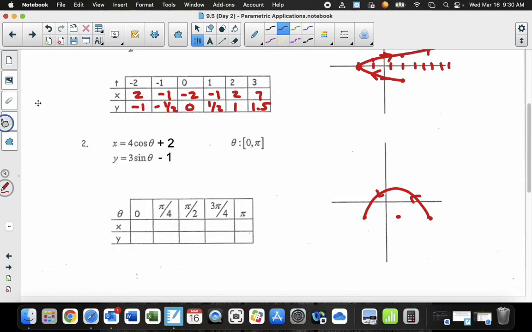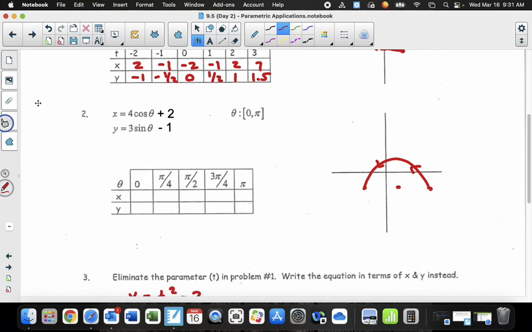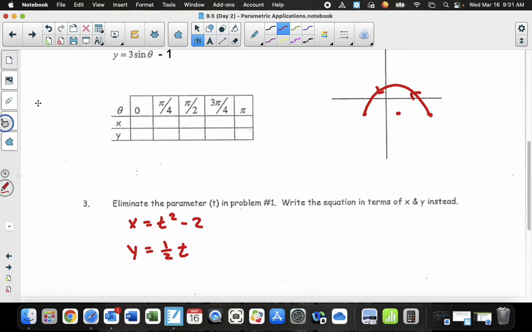Okay. And the reason it's only the top half, anybody tell me why? Yeah, because we're only going from 0 to pi. We're not actually going all the way around the unit circle. So we're not graphing the entire thing, we're only graphing half of it. Okay? 0 to pi is half the unit circle, therefore we end up with half of an ellipse. Okay? So just to give you an idea what the graphs should look like. Now, in number 3 then, here's the idea.